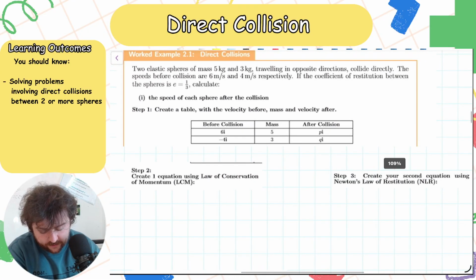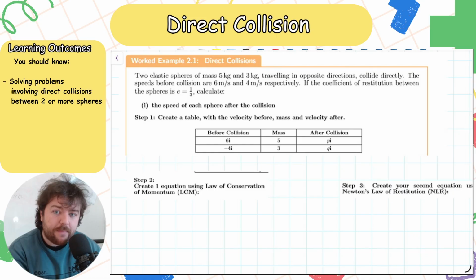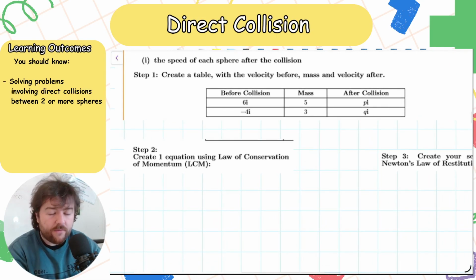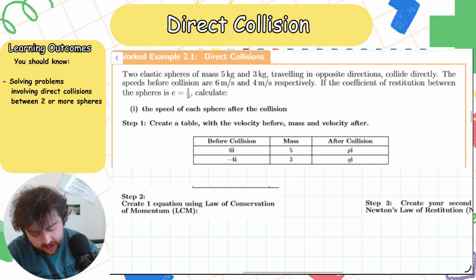Let's look at this. Two elastic spheres of mass 5 kg and 3 kg, traveling in opposite directions, collide directly. The speeds before collision are 6 meters per second and 4 meters per second, respectively. If the coefficient of restitution between the spheres is 1/3, calculate the speed of each sphere after the collision. What we do first is create a table with velocity before, mass, and velocity after. It always helps to draw a little diagram.